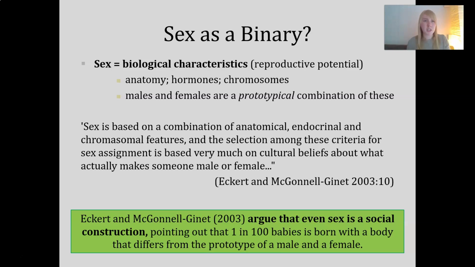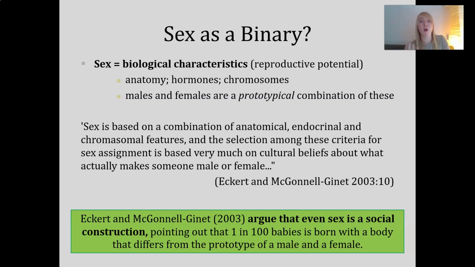So actually 1 in 100 is quite high if you think about how many people perhaps are in your school or your college at the moment. That's quite a number of people, actually, if you think about the number of people you walk past in the street every day that don't fit this binary construction of sex. And Eckhart and McGonigal-Guinea argue that even sex, therefore, is in many ways a social construction. It's something that we treat as though it's a fact, but actually it's something that as a society we've constructed ideas around and we buy into those assumptions.